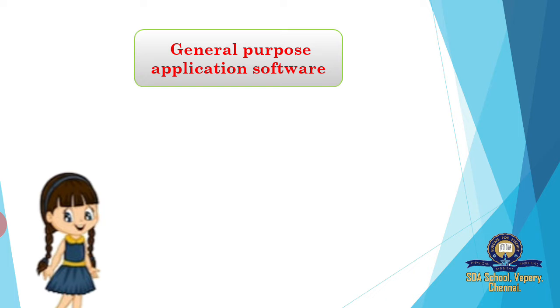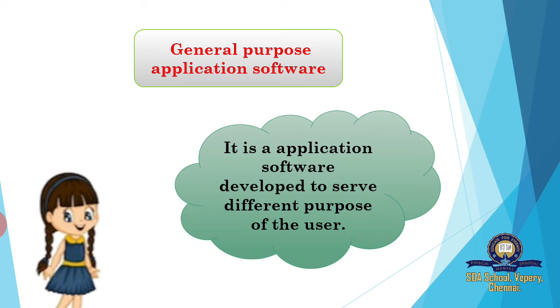general purpose application software. General purpose application software can perform many related tasks. These softwares are used widely for all the tasks. That's why they say it is general purpose application software. It is application software developed to serve different purposes of the user.